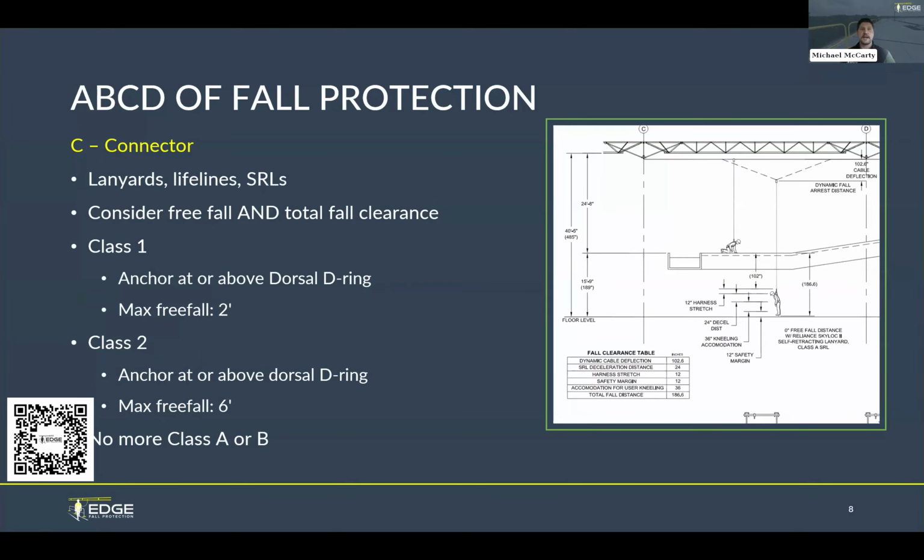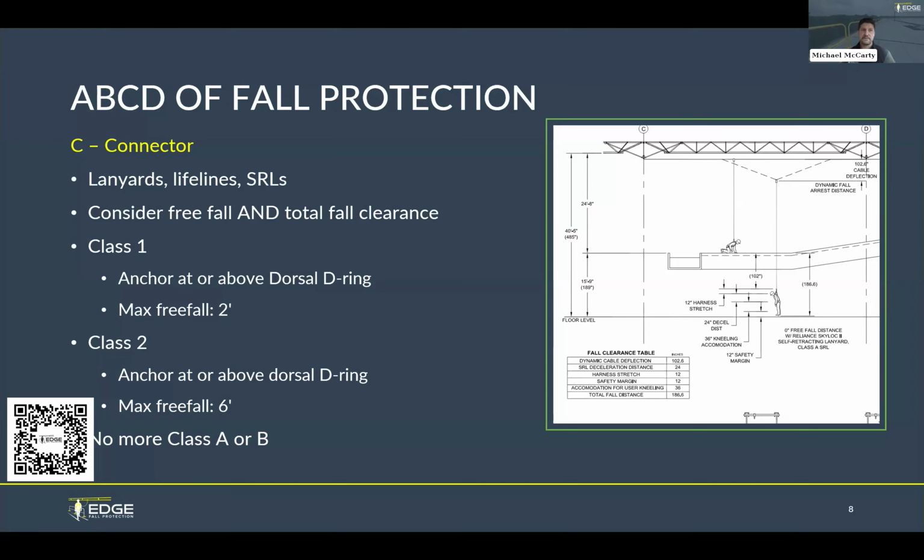The C of the ABCDs is your connector. There are a lot of different names for the connector, but what it is: you have your person wearing your body harness, that's the B. You have your A, your anchorage, and the C is the connector. It's connecting your harness to the anchor point. Lanyards, lifelines, SRLs, these are all words for a connector. Depending on the use and the application, you're going to pick a different one. There are so many of these available on the market. Sometimes it's a little nauseating, honestly, to find the right thing for your specific environment when you're designing a system.